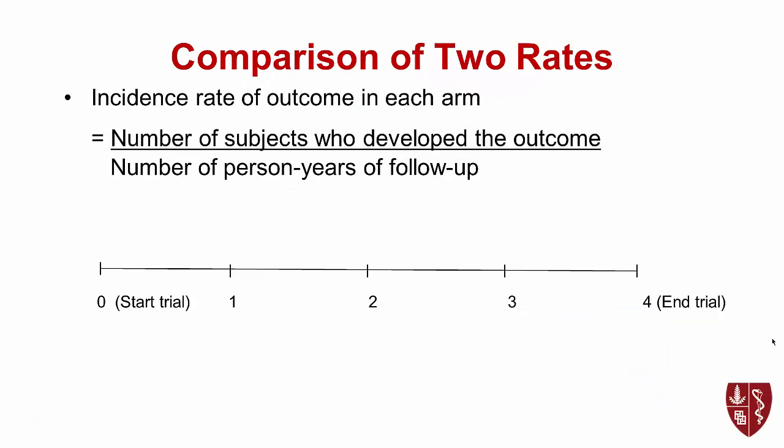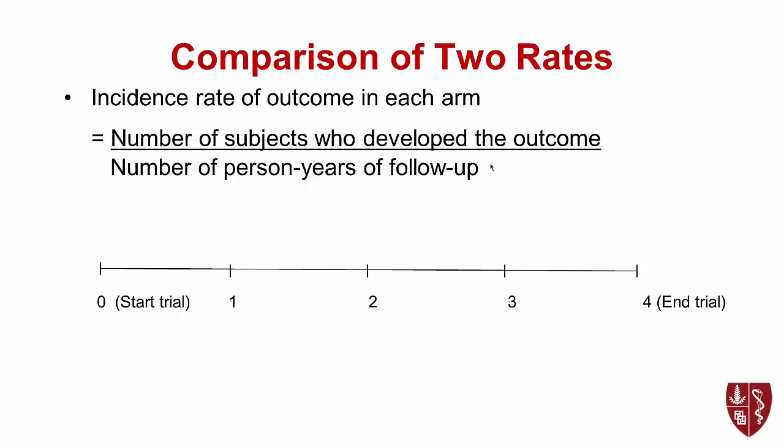Now, sometimes in a trial, people will actually compute not just the risk, but the incidence rate of developing the outcome in each arm. Now, what is an incidence rate? The numerator is similar to your risk computation, where it's just the number of subjects who develop the outcome of interest during the study. The denominator, however, in the rate is the number of person years of follow-up where the individual was at risk for developing the outcome.